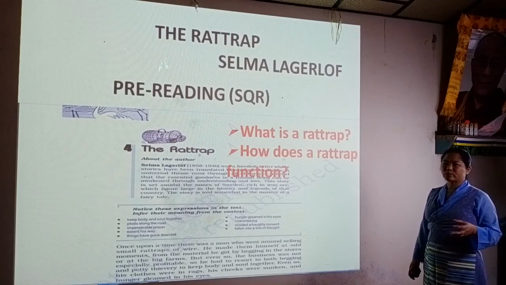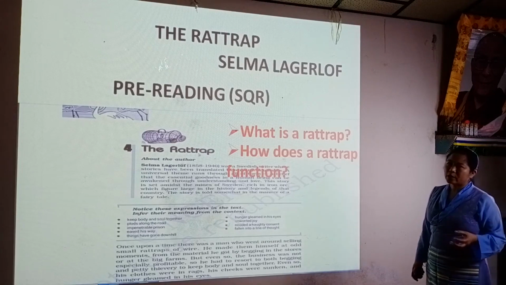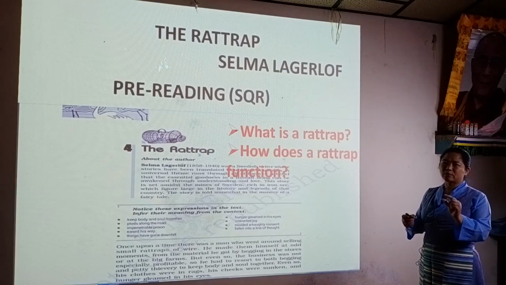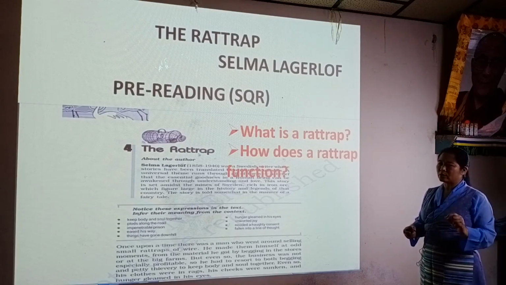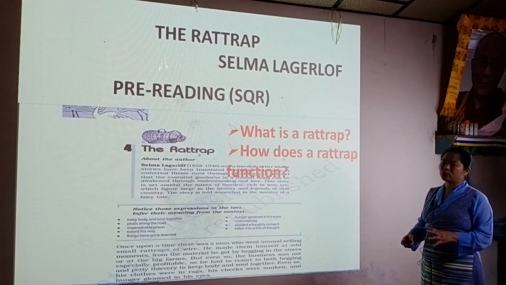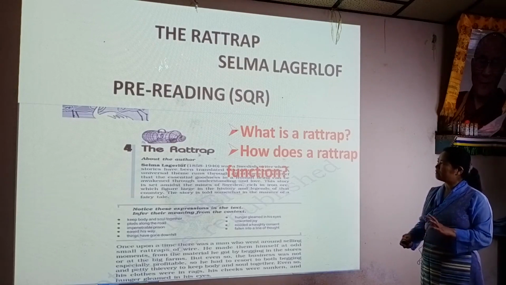The fishermen also use baits to catch fish. You might have seen that the fishermen put a small piece of meat or small worms on the tip of the hook, which attracts the fish, and they get caught. So the same mechanism is used even in a rat trap. That is how the rat trap functions.